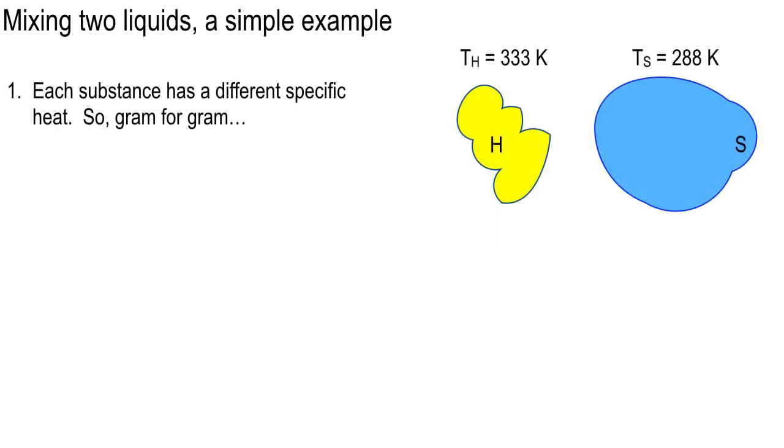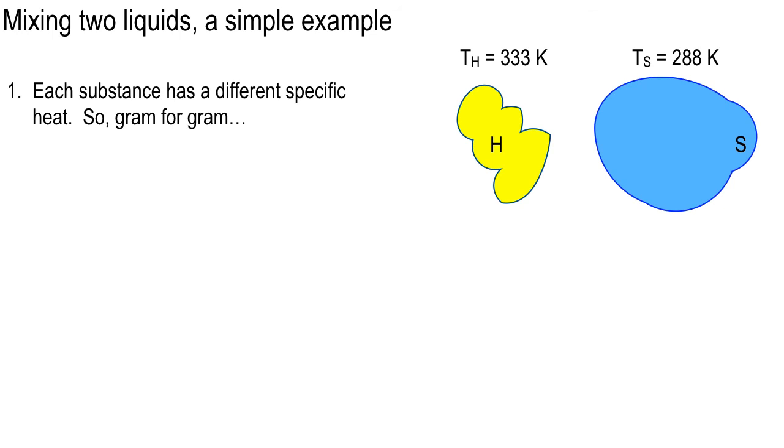So here's our example. We're going to use 2 blobs of 2 imaginary substances labeled H and S. All right? And each substance has a different specific heat. We're going to say that the blob of substance H has a temperature initially of 333 Kelvin. And substance S is a little bit cooler, so I made it blue. It's at 288. All right? And we're going to assume that there's no phase transition, so it's 2 liquids, and they stay liquids.